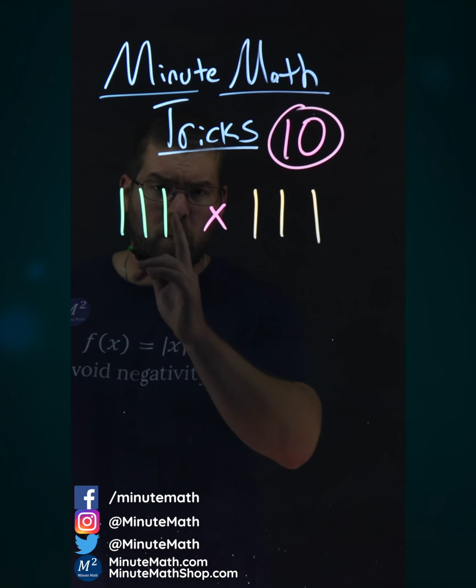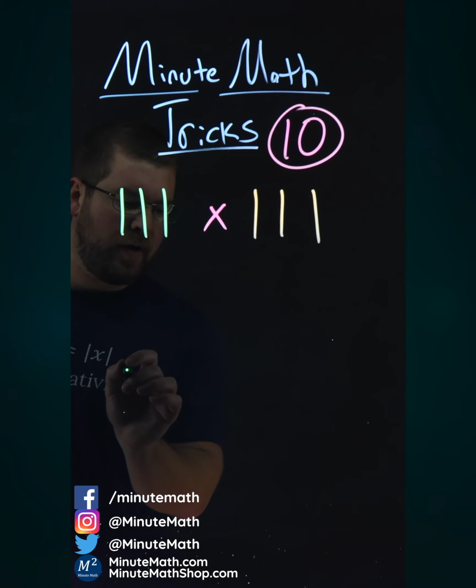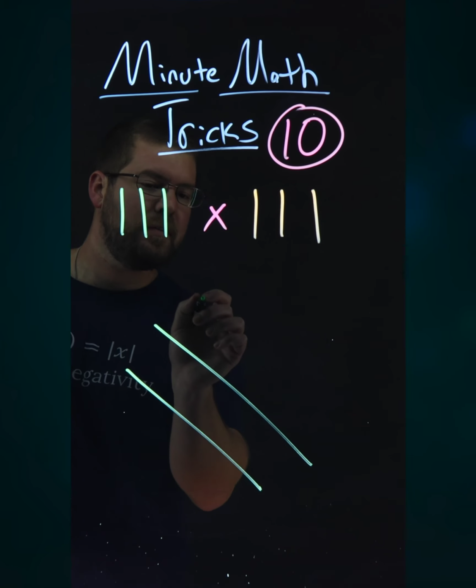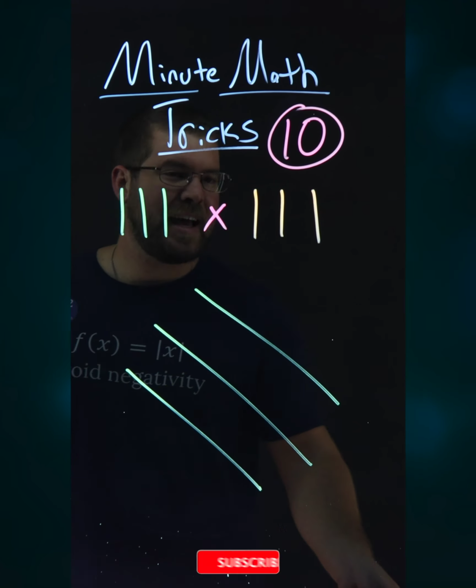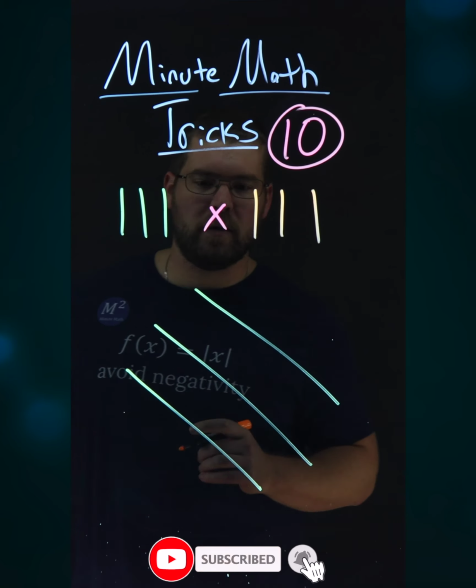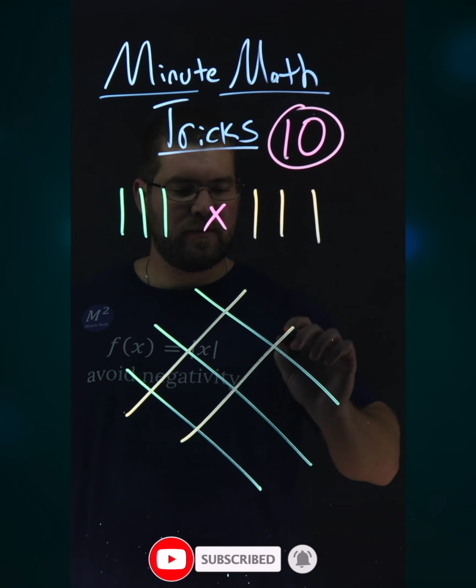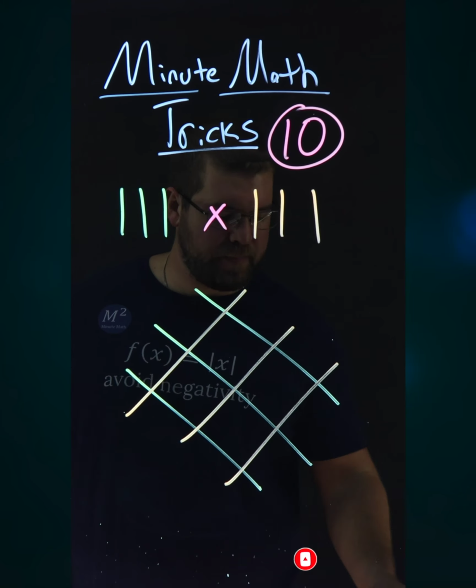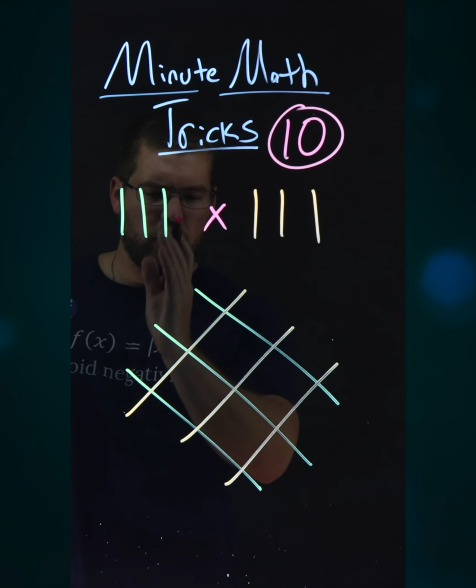We have 111 times 111, and let's multiply this with some lines. Let's start with the green one, 111, 3 lines. We've got the hundreds place, tens place, and the ones place. Same exact thing with the orange 111. Hundreds place, tens place, ones place right there. Now, let's group them vertically.